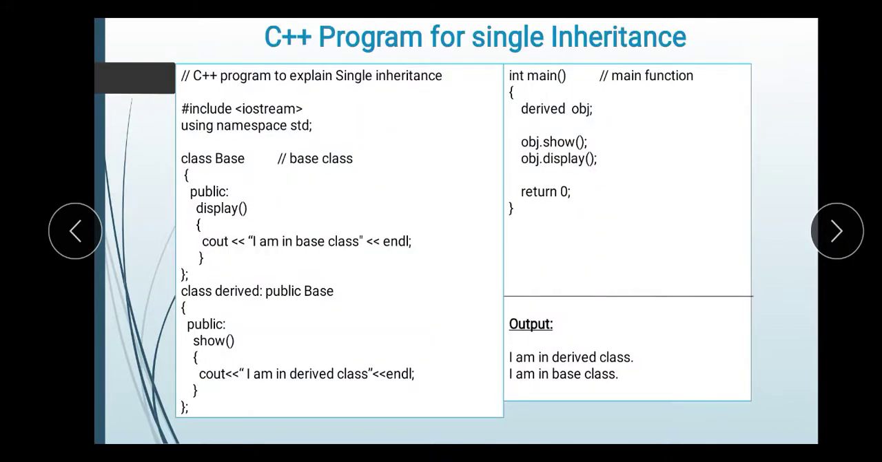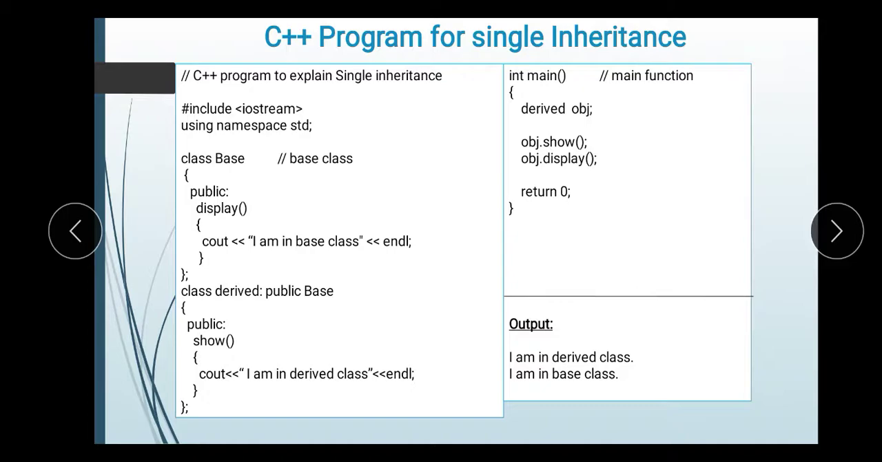Here I show you an example, or we can say a program, of single inheritance. How single inheritance is implemented. A simple program for single inheritance in which we are using the base class, the class named base, in which we have only one member function, display, which displays "I am in a base class". Next is a derived class. We are using another class named derived, which is derived from the base class publicly. It inherits the base class publicly.